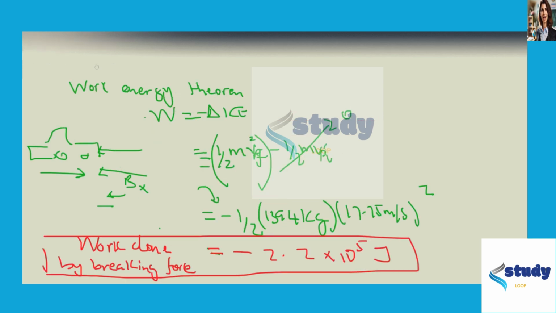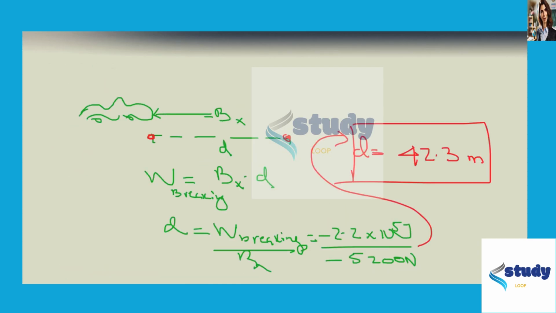And then we want to get the work done by the braking force. That's just the change in kinetic energy of the Prius, but it has to be negative because the braking force is opposing the initial kinetic energy, or just the total change in kinetic energy, which is the work. So we get negative 2.2 times 10 to the 5. And then the displacement or distance done by the braking force becomes 42.3 meters.